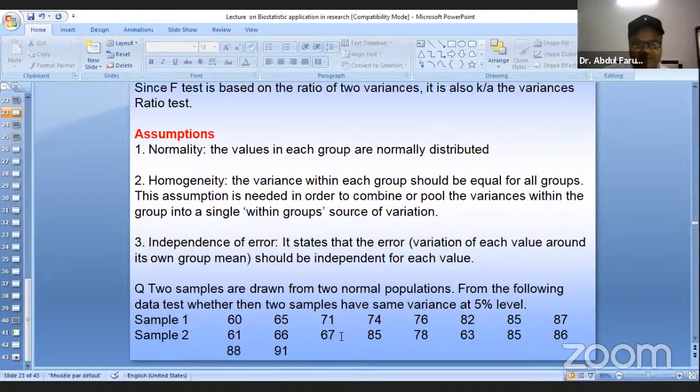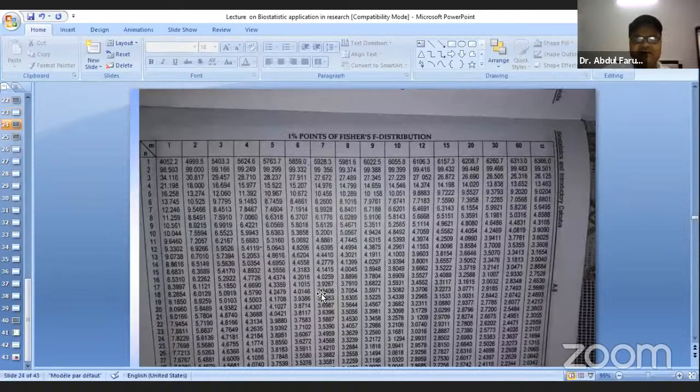अल्टरनेट हाइपोथेसिस। The two samples are drawn from two normal populations. From the following data, test whether the two samples have the same variance at 5% level or not. So here you will have to determine the difference in the variance.